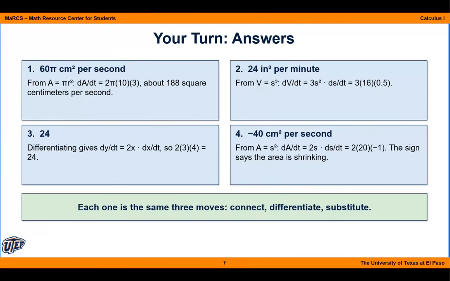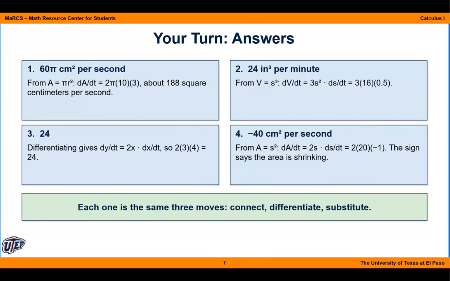Let's check your answers. For problem 1, the area is growing at 60 pi square centimeters per second, or approximately 188 square centimeters per second. For problem 2, differentiating the cube volume formula gives dV/dt equals 3s squared times ds/dt. Substituting s equals 4 and ds/dt equals 0.5 gives 24 cubic inches per minute. For problem 3, differentiating y equals x squared plus 1 with respect to time gives dy/dt equals 2x times dx/dt.